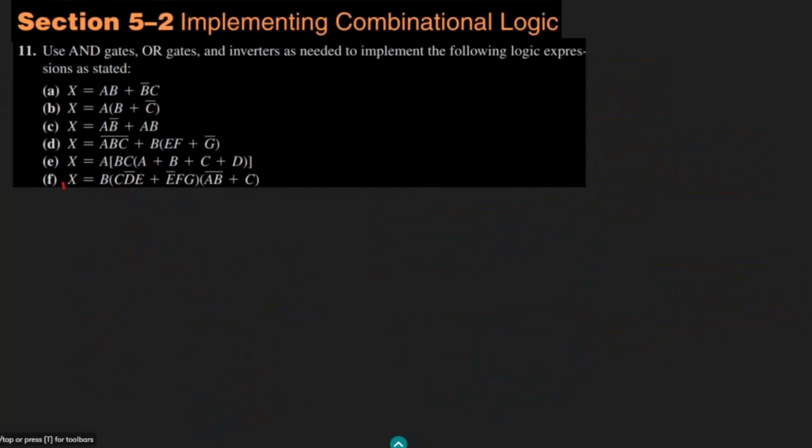Welcome back, guys. In our previous videos we have seen the solution of the first three parts of question 11. Today we are going to talk about parts D and E. Let me start from part D here, and we have the expression X equal to A B C whole complement plus B, and with it I have E F plus G complement.